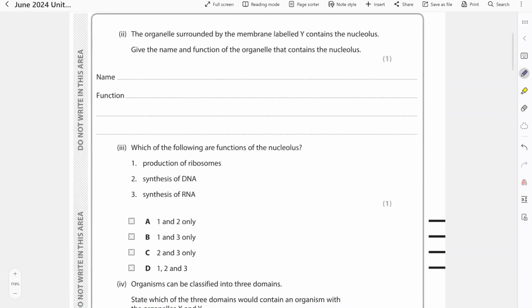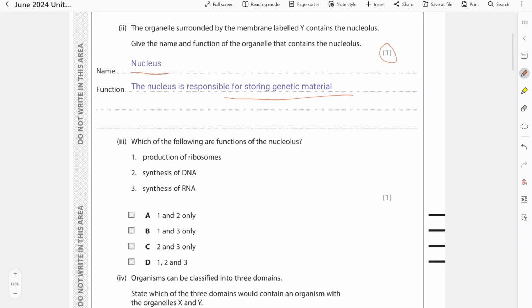All right, part 2. The organelle surrounded by the membrane labeled Y contains the nucleolus. Give the name and function of the organelle that contains the nucleolus. Okay, like I mentioned earlier, it is the nucleus and it's responsible for storing genetic material. Now this is only 1 mark, so this is all you'd have to write for this question.